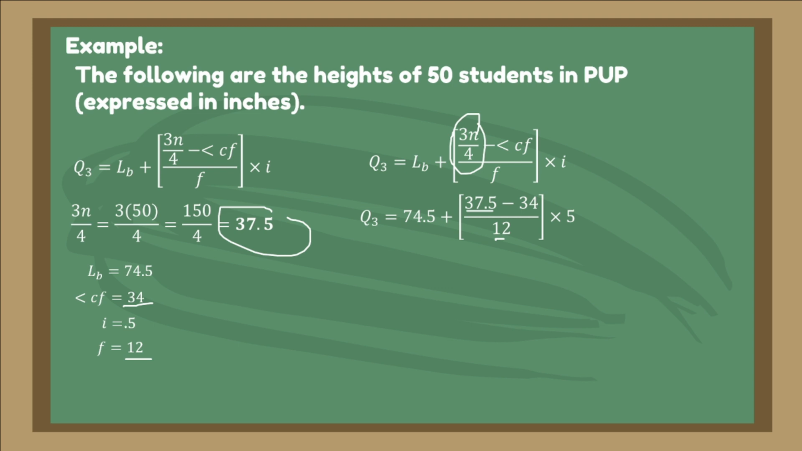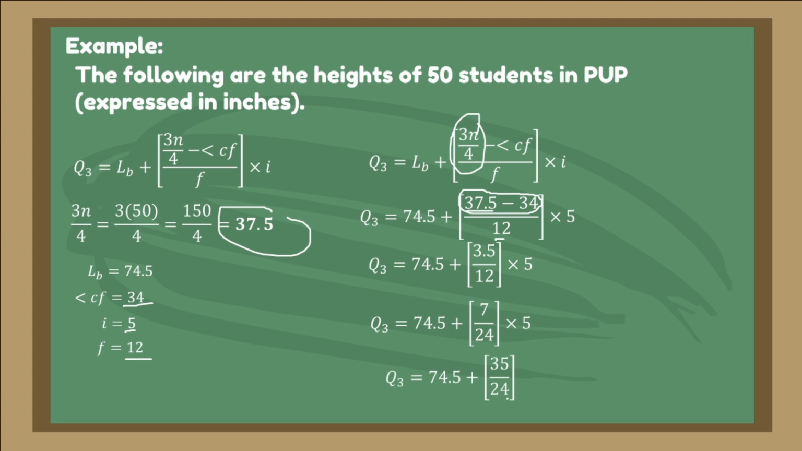And interval is 5. Using PEMDAS, of course, we first solve the values inside the parentheses. 37.5 minus 34, we have 3.5. 3.5 divided by 12, just use your calculator, we have 7 over 24. Then multiply by 5, we have 35 over 24. Then 74.5 plus 35 over 24, the answer is 75.96. So this is our Q3.